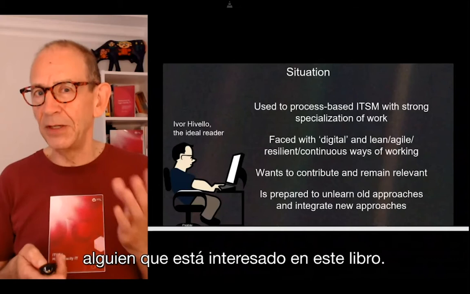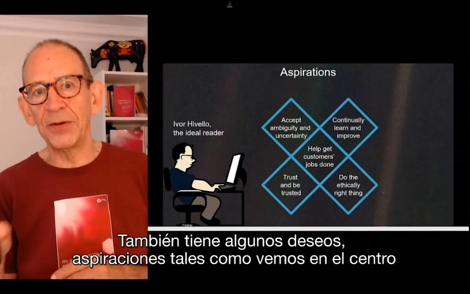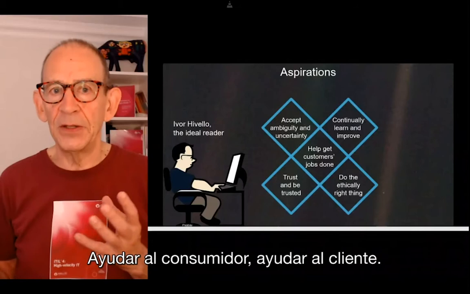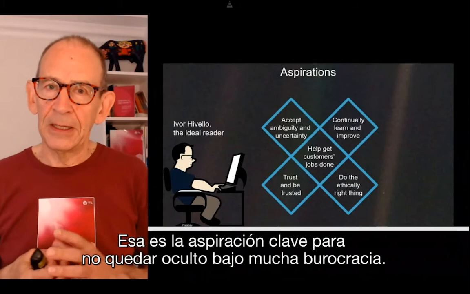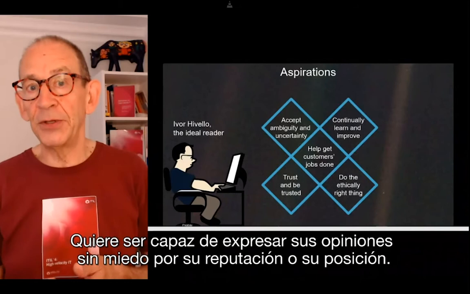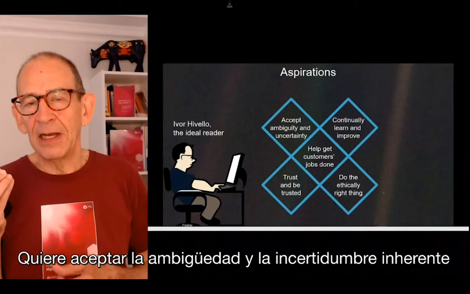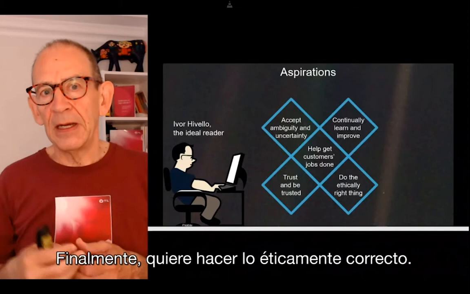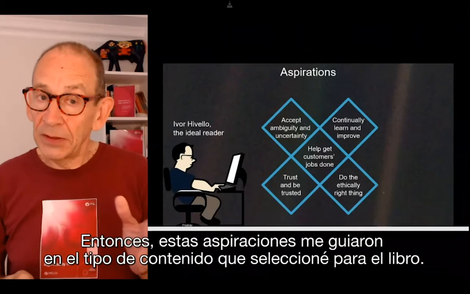They also have some desires, some aspirations, such as, centrally here, the raw satisfaction of helping people get their jobs done, helping the consumer, helping the customer. That's a key aspiration, and not to be hindered by lots of bureaucracy. They want to trust and be trusted in the workplace. They want to be able to express their opinions without fear for their position or reputation. They want to accept the inherent ambiguity and uncertainty of the complex systems that we work in. They want to continually raise the bar, learn and improve every day. And finally, they want to do the ethically right thing. So these aspirations, they guided me in the kind of content that I selected for the book.